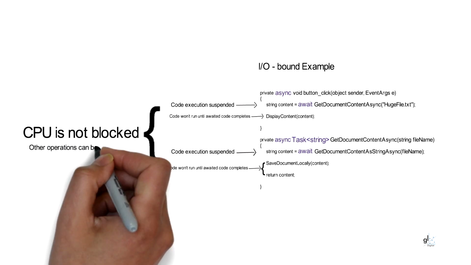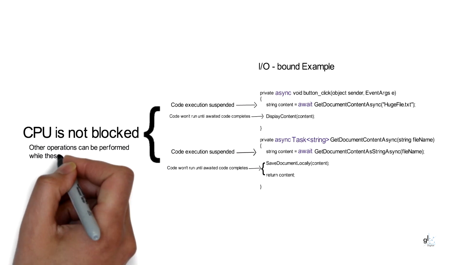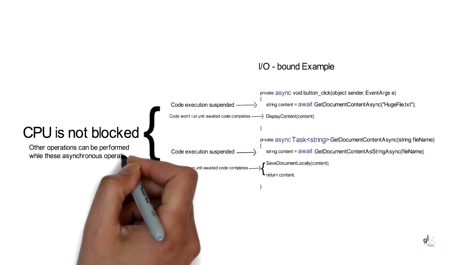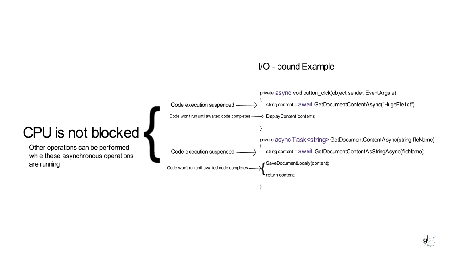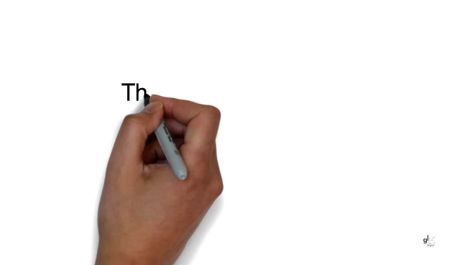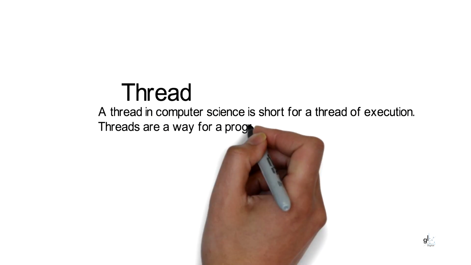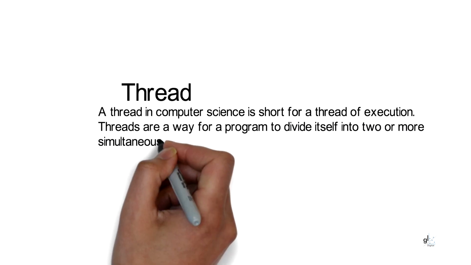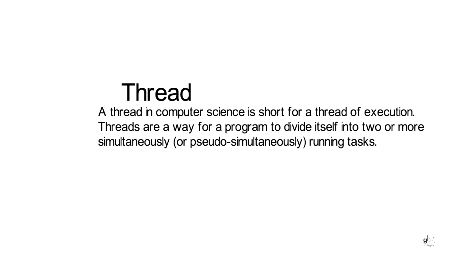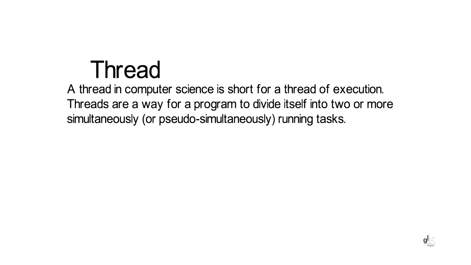So I think before we continue, let's ensure that we have a clear understanding of what is meant by the following terms: thread and thread pool. Let's start with the term thread. A thread in computer science is short for a thread of execution. Threads are a way for a program to divide itself into two or more simultaneously or pseudo-simultaneously running tasks.